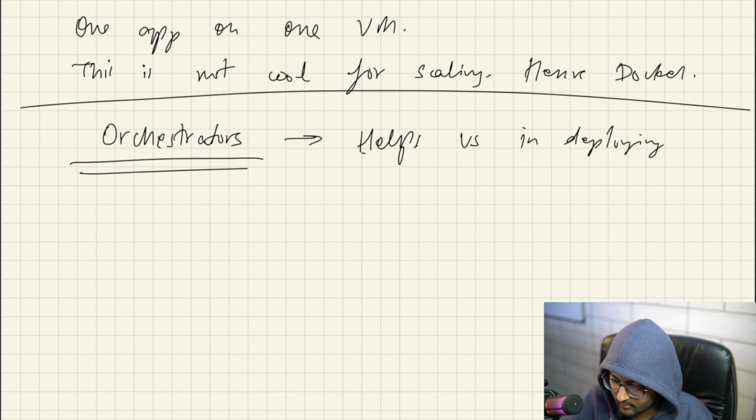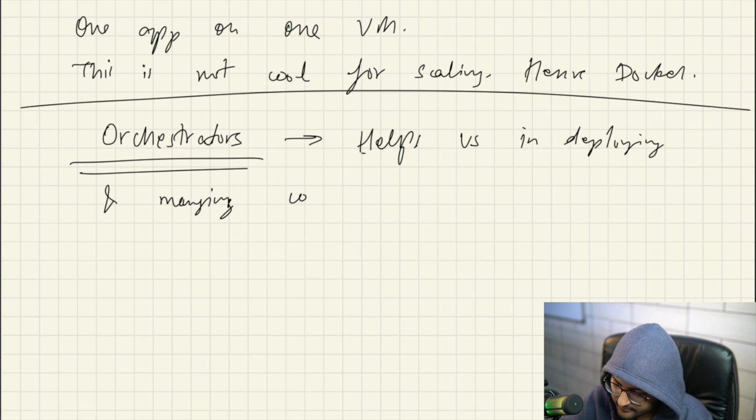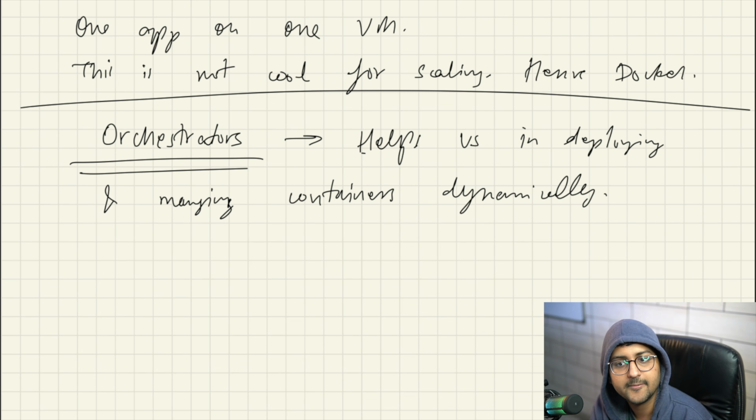Deploying and managing applications dynamically. Dynamically means on its own, with the use case that is provided. More people are using it, scale up the application. Some things went down, then restart it, heal the containers or whatever. Managing containers dynamically. Kubernetes helps us in doing this.